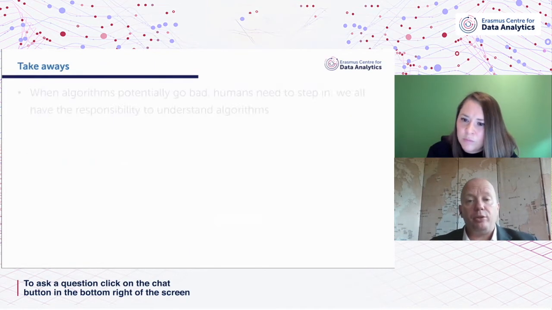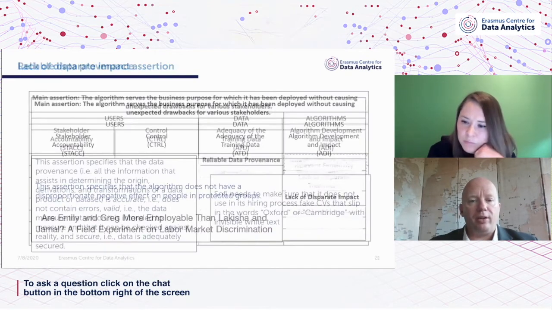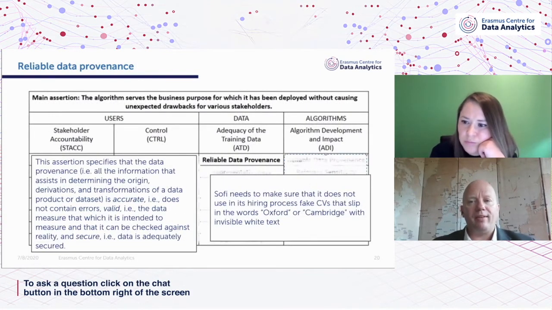You also need to do data quality checks, like are there, let's say, hidden words in there? People have been known to fool CVs by putting words like Oxford and Cambridge in invisible text in there so that the algorithms get fooled. So reliable data provenance is a key issue that needs to be addressed, and it goes beyond just testing the algorithm itself.